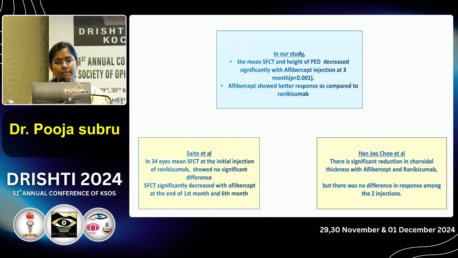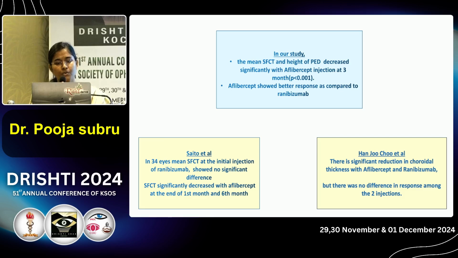In our study, the mean subfoveal choroidal thickness as well as the PED reduced significantly with aflibercept, whereas ranibizumab showed a significant reduction in the subfoveal choroidal thickness only. So, aflibercept is a better agent in bringing about polyp regression. The study conducted by Saito et al. showed that there was no significant reduction in the subfoveal choroidal thickness with ranibizumab, whereas there was significant reduction in the choroidal thickness with aflibercept at the end of first and 6 months.